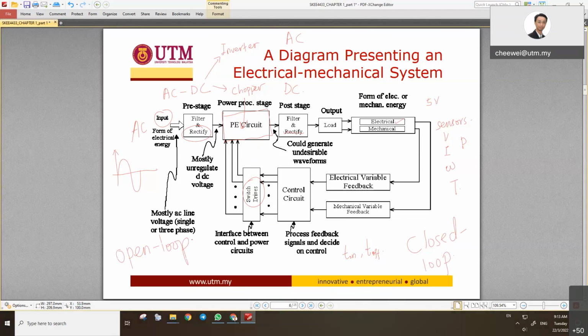Open loop, you don't have the feedback. It's going through from A to B like that. Closed loop, you have the feedback control, and then the output can be controlled in the desired, required manner.